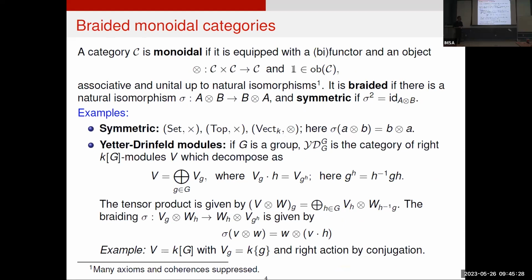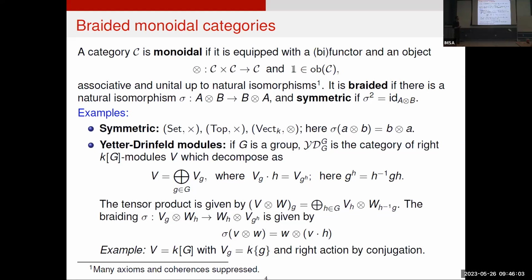And the setting is that of braided monoidal categories. So let me just remind you about monoidal categories. If I have a category C, it's monoidal if it's equipped with a bifunctor, we're calling it a tensor product, and an object 1, which is the unit for the tensor product. And we want these operations to be associative and unital up to various natural isomorphisms, and I am not going to spend any time on the various axioms for coherences and so forth there.